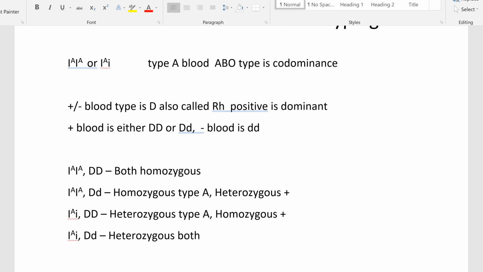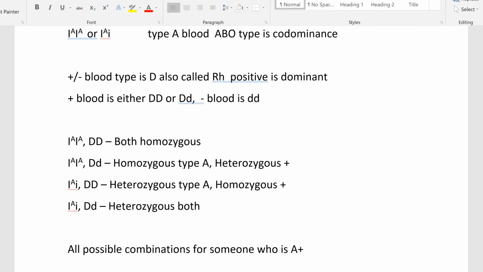So when we talk about somebody who's type A positive, then we've got four different possible combinations. When we say that person is type A positive, we're talking about their phenotype. Remember, the phenotype is what you see, what you feel. Genotype is the genes. What is the gene combination? What do they have on their chromosomes? What allele do they have for that gene?